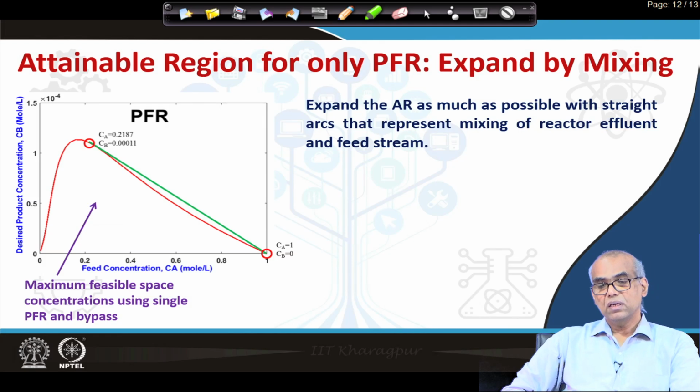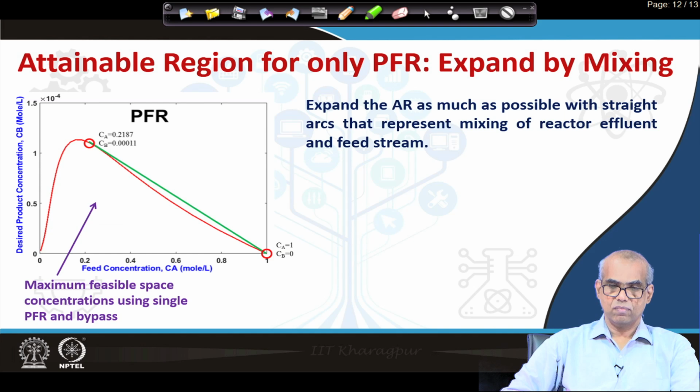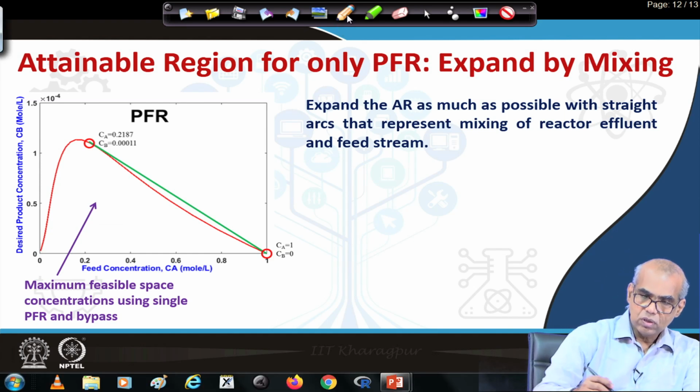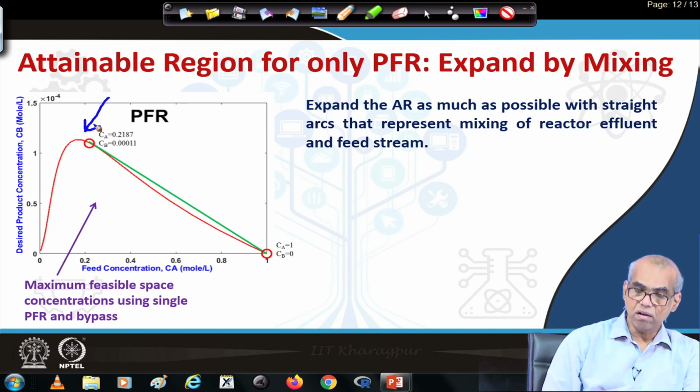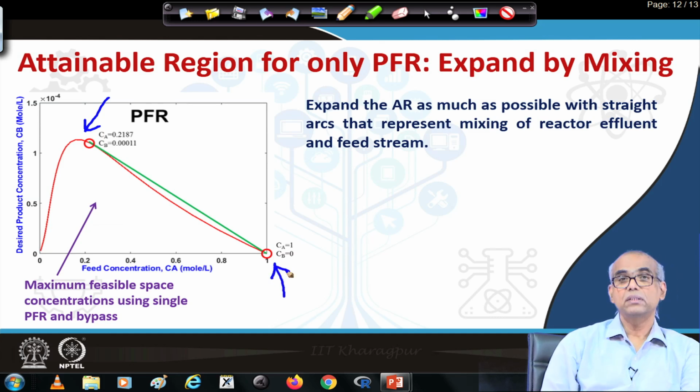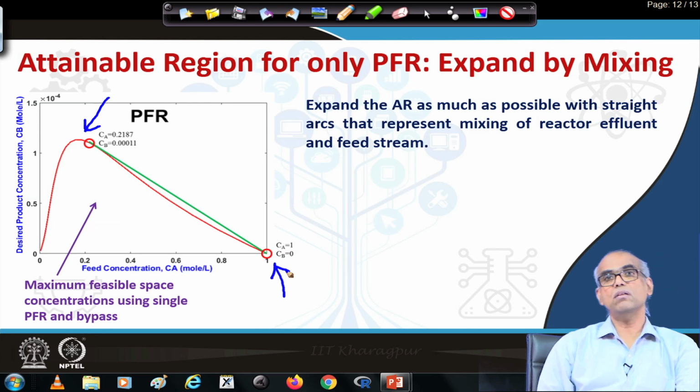So, we expand the attainable region as much as possible with straight line arcs that represent mixing of reactor effluent and the feed streams. So, you consider this point and draw a straight line arc to the feed point such that you can extend or expand the previous attainable region, or the candidate for the attainable region, to the maximum extent that is possible.